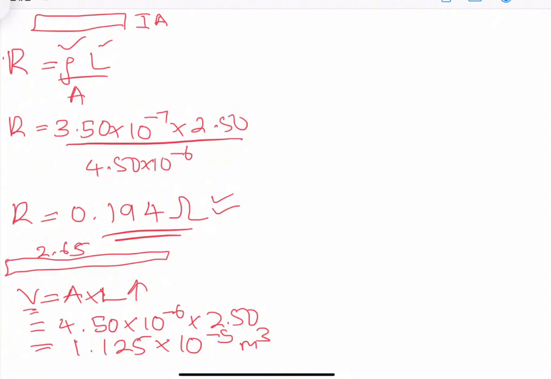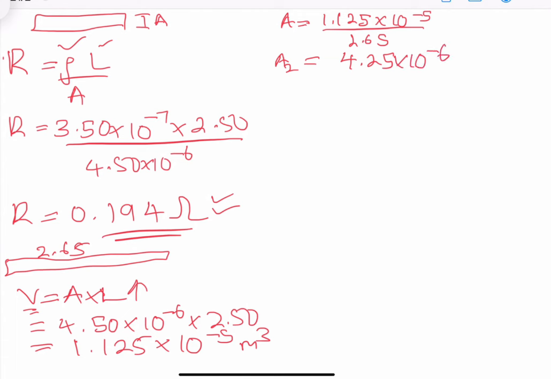So my value of A will now be, let's compute this. A is equal to 1.125 times 10 to the power of negative 5, this is my volume, divided by my length, which is 2.65. I get a new area, A2, which is 4.25 times 10 to the power of negative 6. So this is my new area.